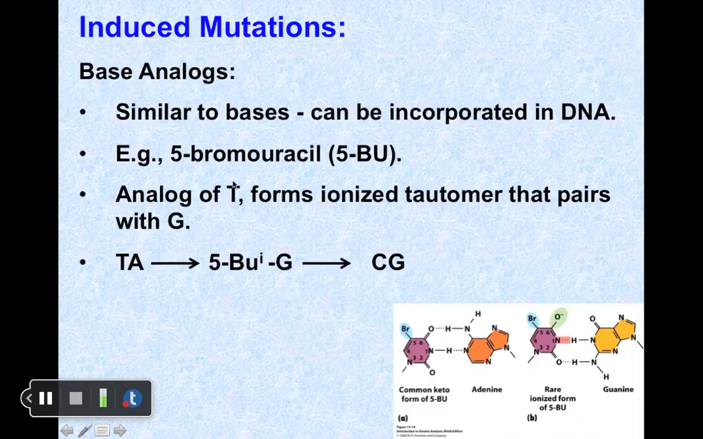Okay, again, a mutation caused by this deamination, brought about by a change in the cytosine to begin with. There are also chemicals simply referred to as base analogs. These are very similar to bases, and they can actually be incorporated into DNA. So for example, 5-BU or 5-bromouracil. This happens to be an analog of thymine, and it can form an ionized tautomer that pairs with guanine. So if you initially have a TA base pair, and the T is replaced with 5-BU, that can form a base pairing with guanine. That's what you see here. Imagine after another round of DNA synthesis, the 5-BU will essentially be replaced by cytosine. So you end up going from a TA sequence to a CG sequence.